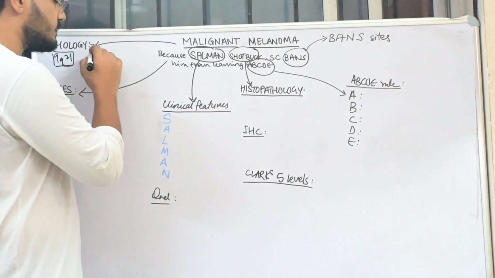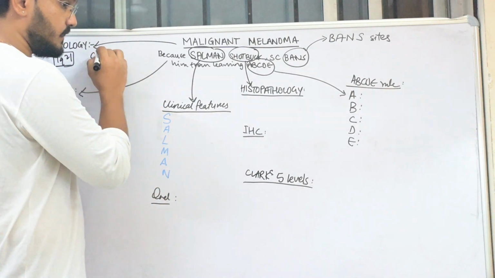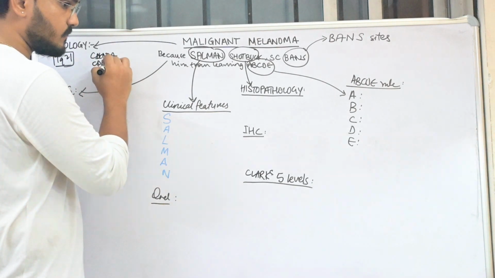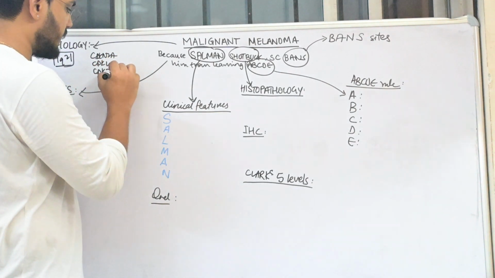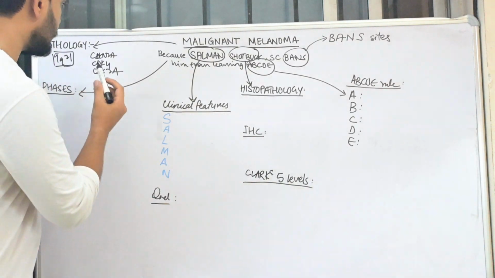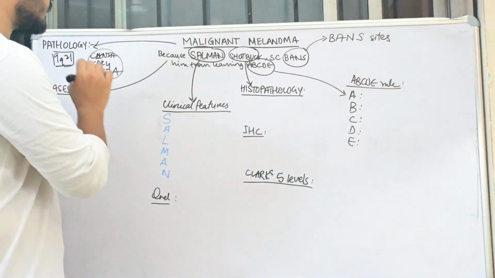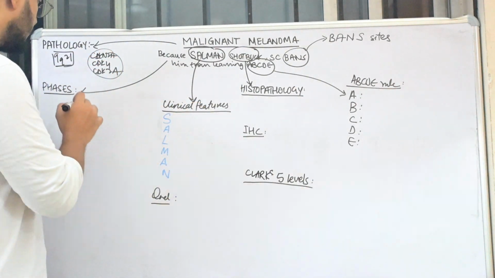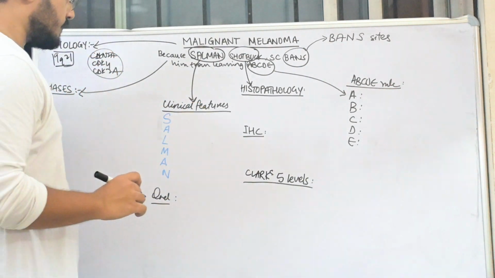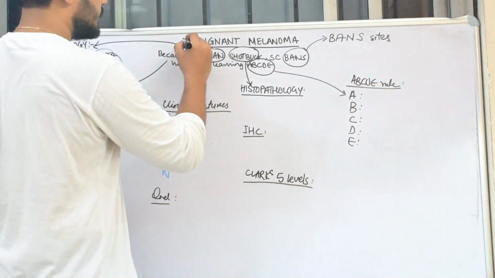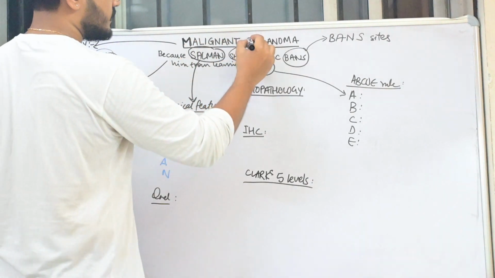Also, there are different genes which are involved, which are CDKN2A, CDK4 and CDK2A. Okay, remember it is CDKN2A, CDK2A and CDK4. These are the genes which are involved. Then looking at the phases, fine. Malignant melanoma has two phases.